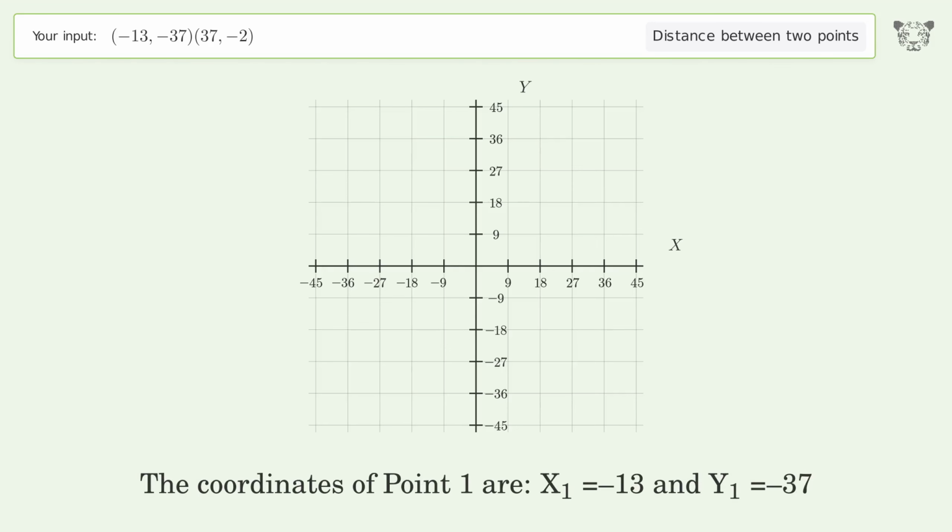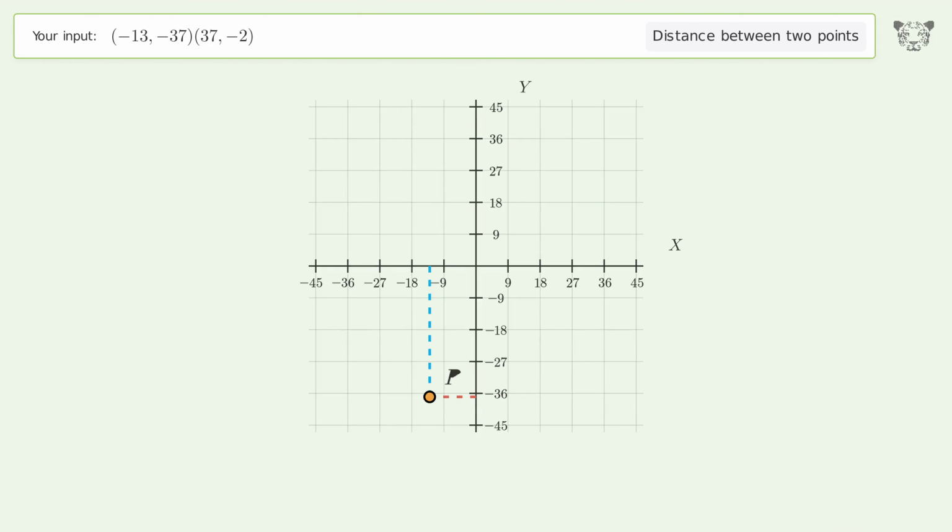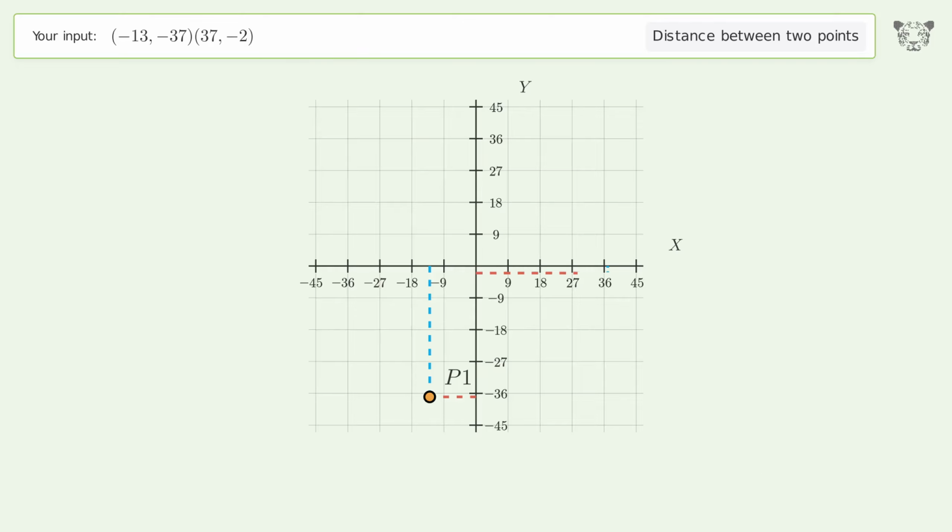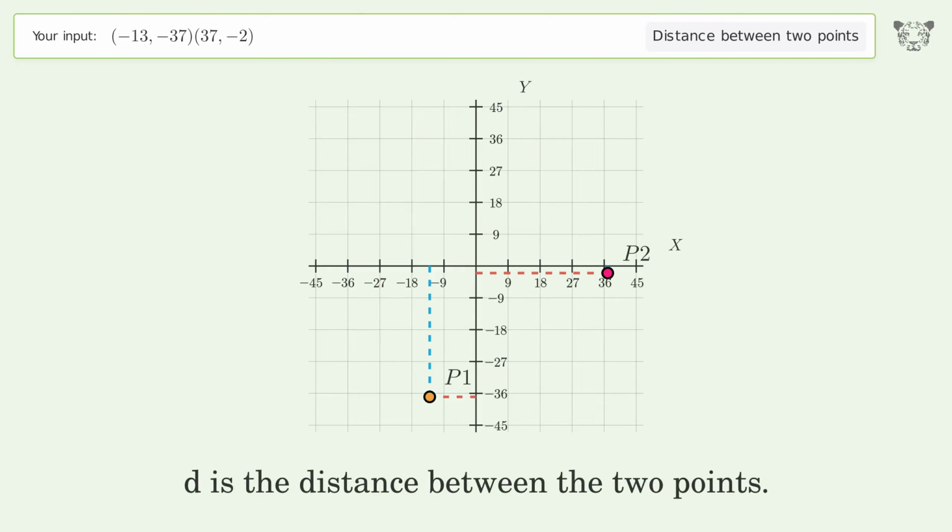The coordinates of point 1 are x1 equals -13 and y1 equals -37. The coordinates of point 2 are x2 equals 37 and y2 equals -2. D is the distance between the 2 points.